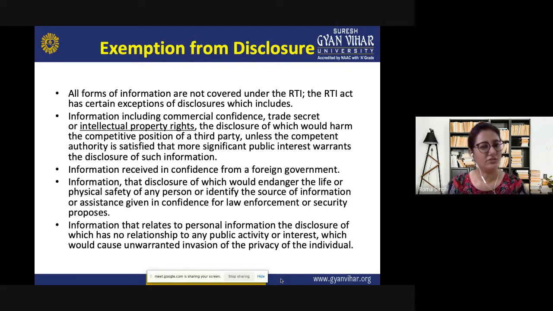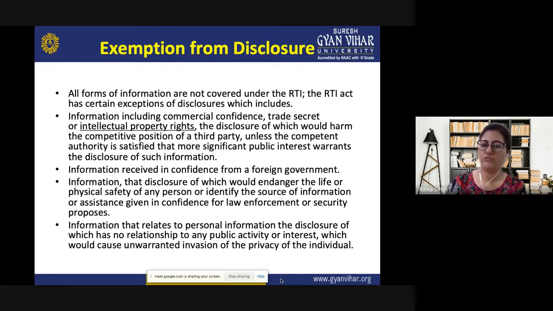There are certain exemptions also to which the disclosure of information will not be done. So all forms of information are not covered under the RTI. The RTI Act has certain exceptions of disclosures, which includes information regarding commercial confidence, any trade secret, intellectual property rights, the disclosure of which would harm the competitive position of a third party unless the competent authority is satisfied that more significant public interest warrants the disclosure of such information.